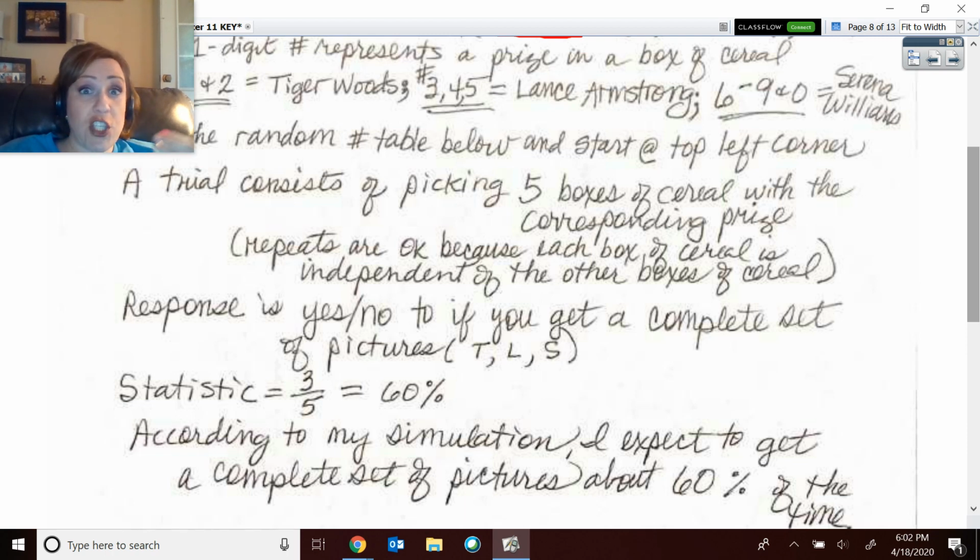Now, what do you ignore? So think about digits and repeats. So all the digits were okay. Repeats, because each cereal box is independent of the other cereal boxes, then the repeats are okay because each one just represents a new cereal box.